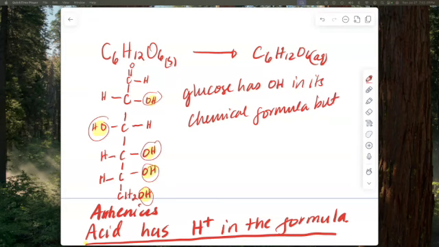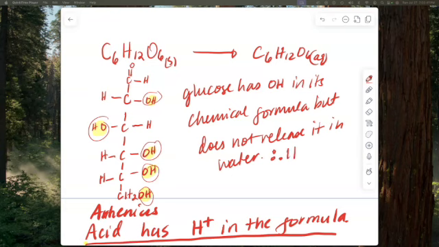But does not release it in water. Therefore, it is not a base. Okay. Remember, the requirement is have it, check, present, right?